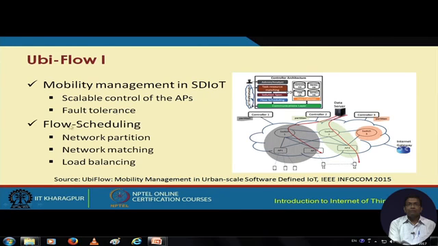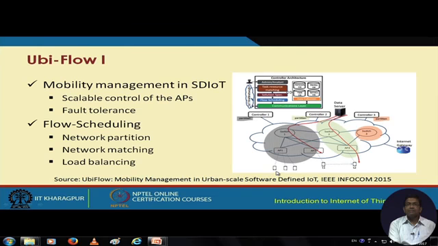And the other one is flow scheduling, which has three parts. First is partitioning, fragmenting this entire network into multiple partitions. Over here we have shown those three partitions through three different color shades: gray, light green and orange. So we have three different network partitions shown over here, and after this network partitioning has happened, then network matching has to be done.